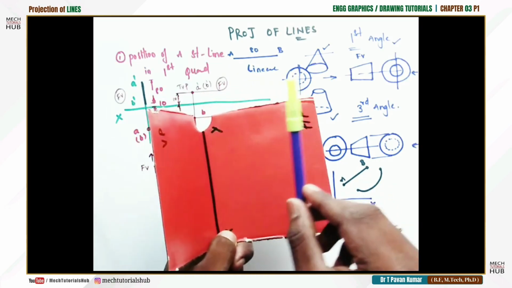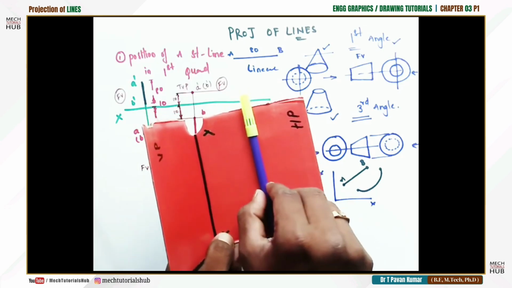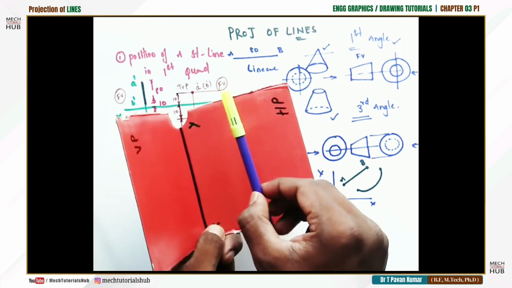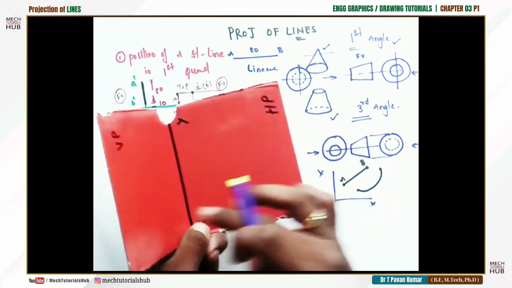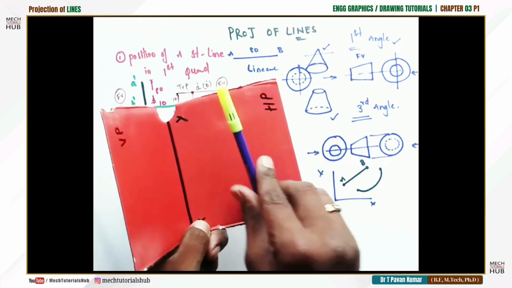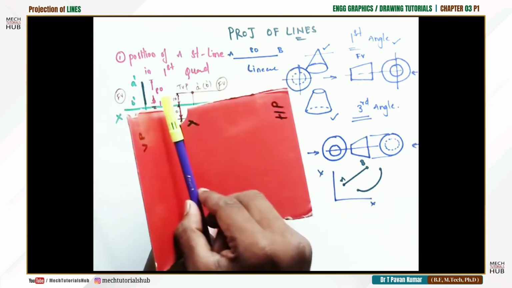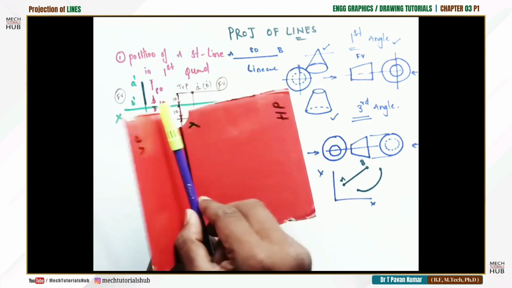Now you need to think about whether it is placed at some offset distance from the HP, at some offset distance from the VP or not. Okay. Now you need to know the terminology. Coming to the first quadrant, we deal like above, in front. First quadrant, above, in front. 10 mm above HP, 10 mm in front of VP.